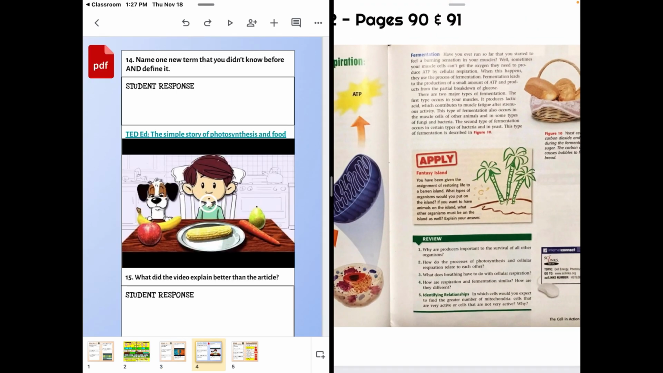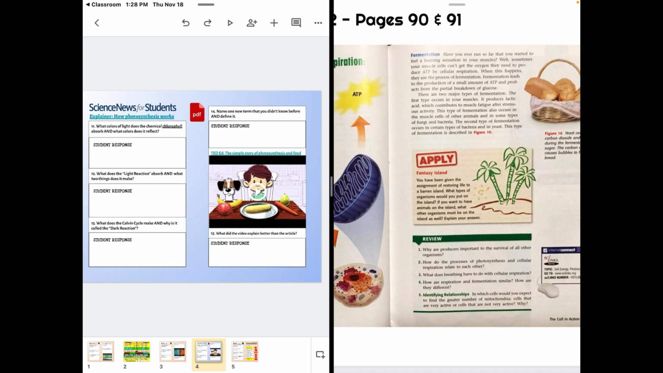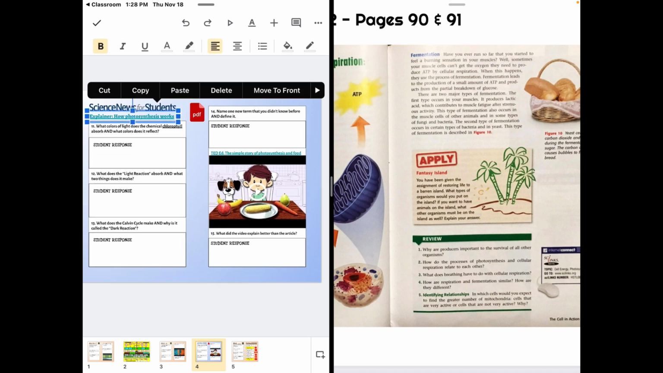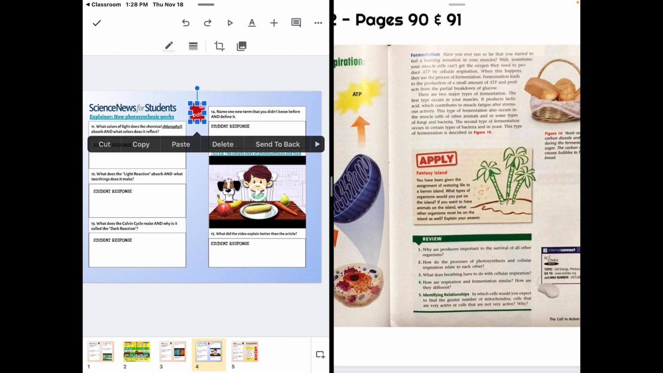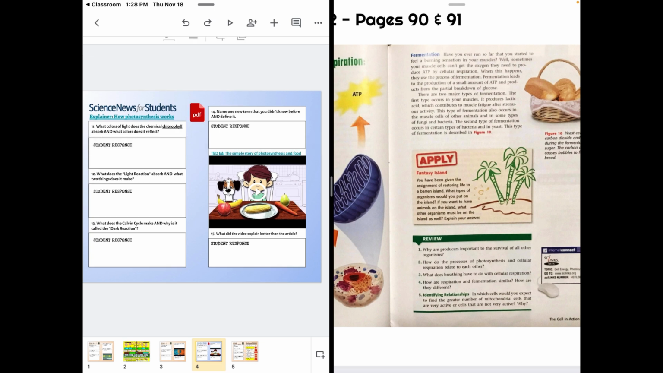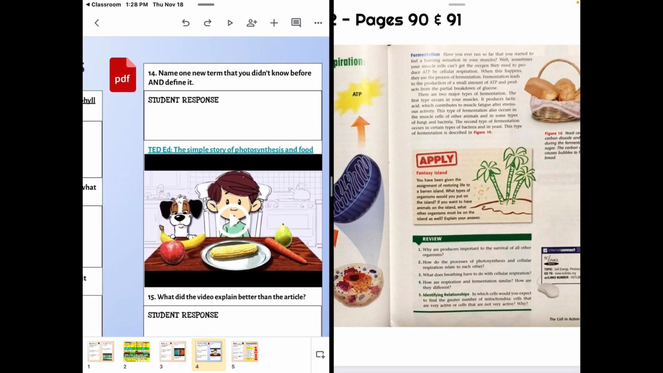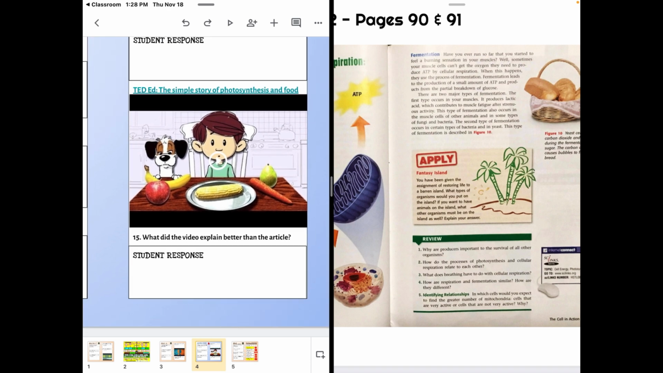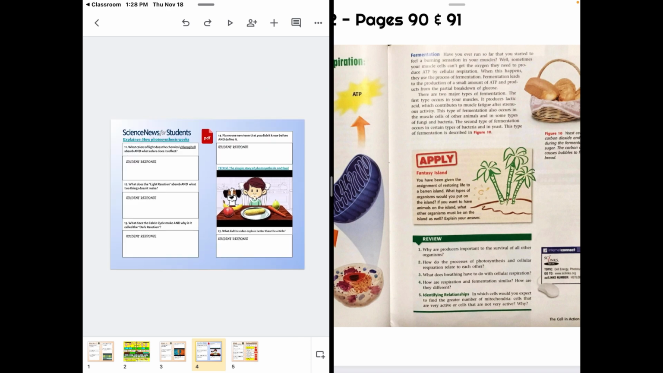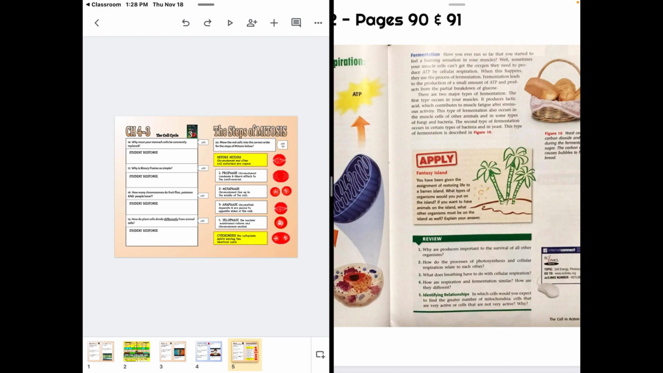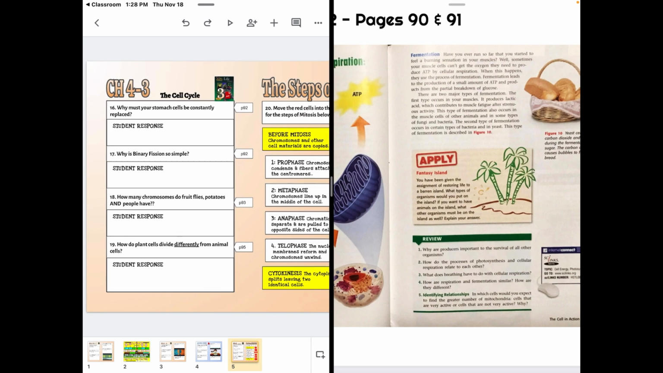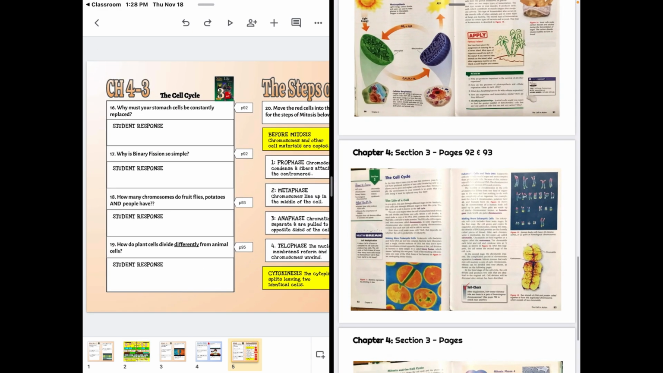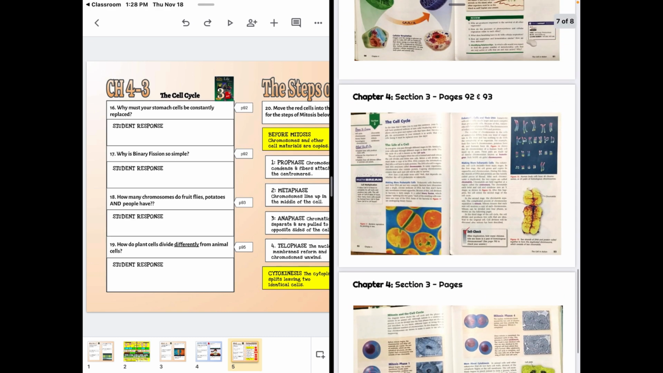The next slide, we have to read an article. You can open the article by opening the website link. So you could open the link, or you can open the PDF link and open the website article. So the first 4 questions, 11, 12, 13, and 14, are from the article, and then 15 is a video, and you have to watch the video to do 15. And then the last slide is questions about mitosis. Mitosis is how cells divide.